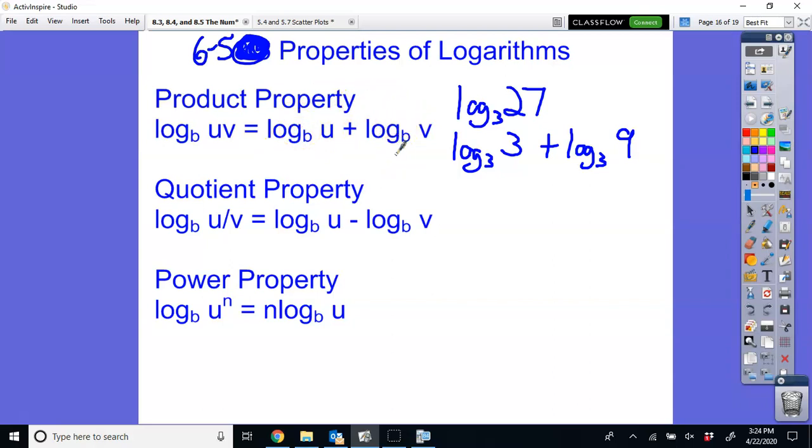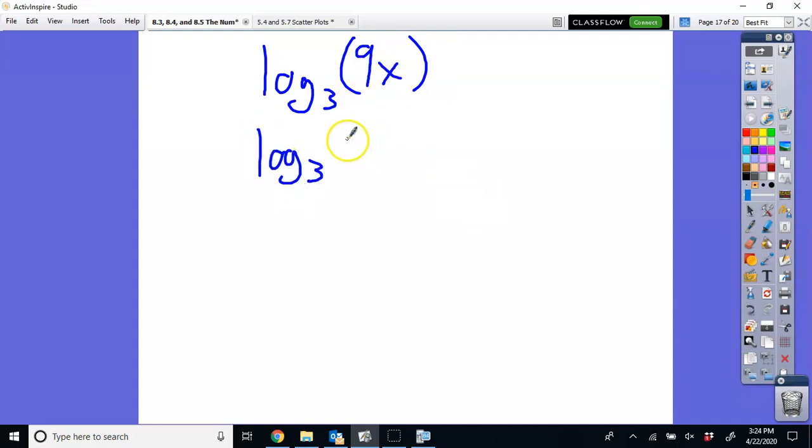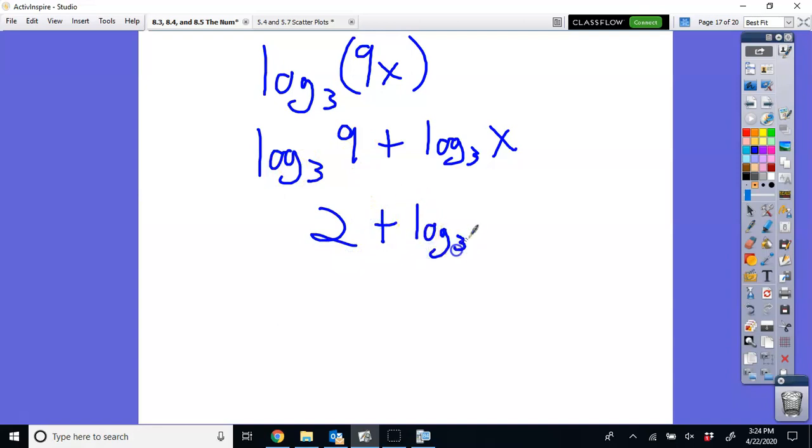This works also with variables. So for instance, if you had log base 3 of, I don't know, let's say 9x, you can take this and you can split it up, because the two things on the inside are multiplying. You can split it up into log base 3 of 9 plus the log base 3 of x. Main benefit here being the fact that log base 3 of 9 is 2, and so now you've basically taken something that was a little bit uglier inside the logarithm and you've taken it out.